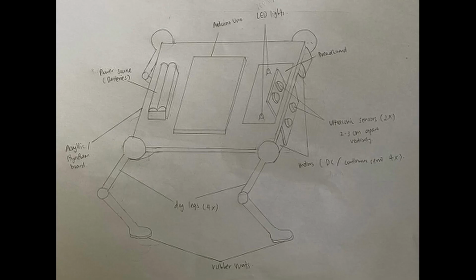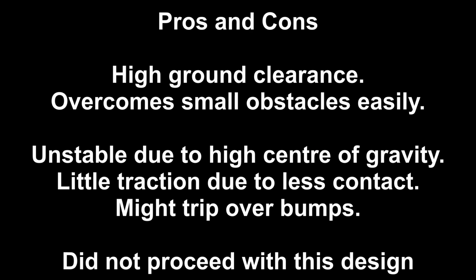Our second design was a vehicle with moving legs. So this is a sketch of our second design. It is a movable robot, a robot with 4 moving legs similar to a humanoid robot. The power source is still the batteries along with an Arduino Uno and 2 ultrasonic sensors to determine the correct stopping distance. The body is of acrylic board. The pros and cons of the design are listed below. We did not proceed with the design as it is hard to solve the cons of this design.